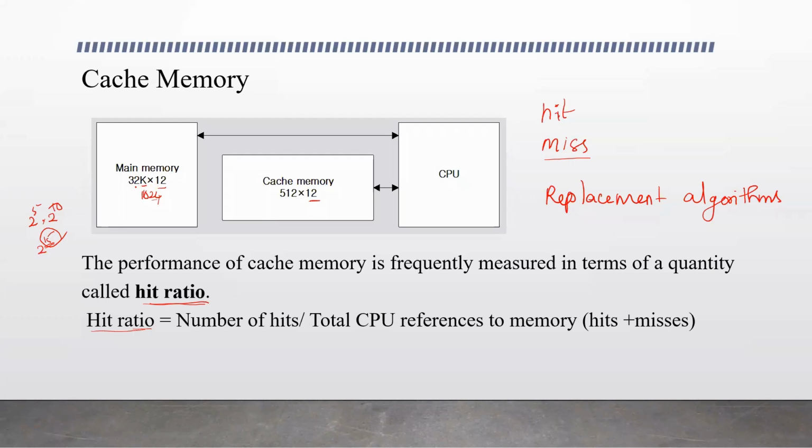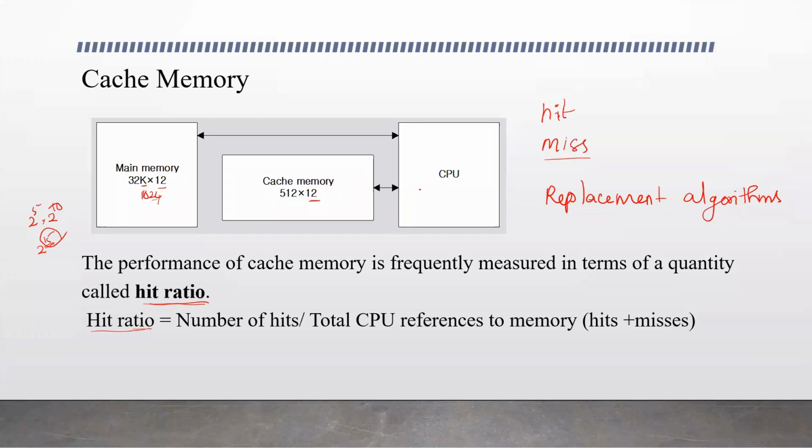And here a 32K word by 12-bit main memory is shown. The address bits needed to represent these 32K words are 15 bits, and each word has 12 bits. Cache memory has 512 words and each word has 12 bits.